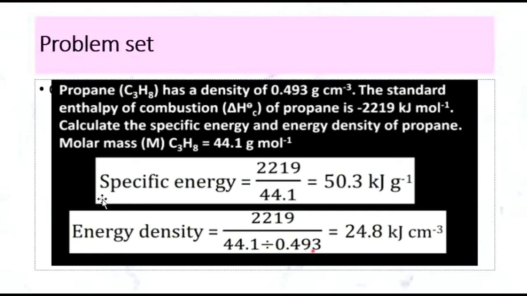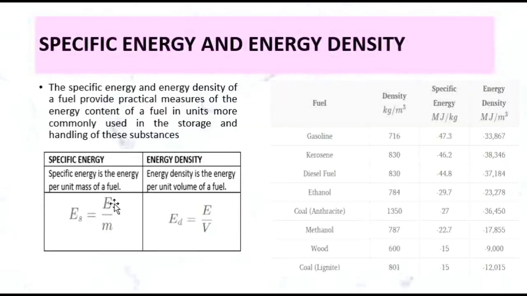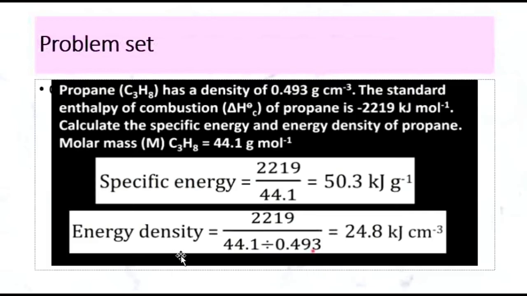So we are given the heat formula. We need to use this formula to get the specific energy, which is the enthalpy divided by the molar mass. So for the specific energy here, we need to input 2219 divided by 44.1 in order to get the specific energy of propane, which is 50.3 kilojoules.